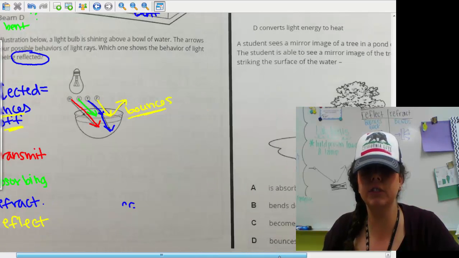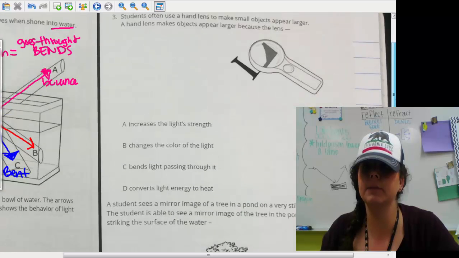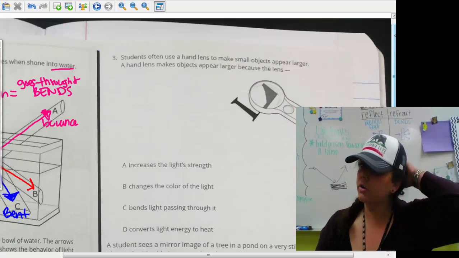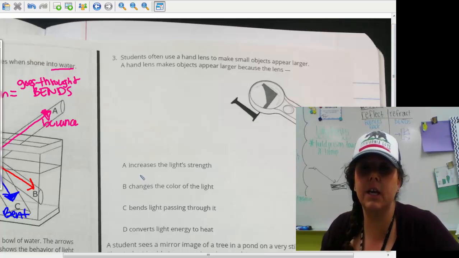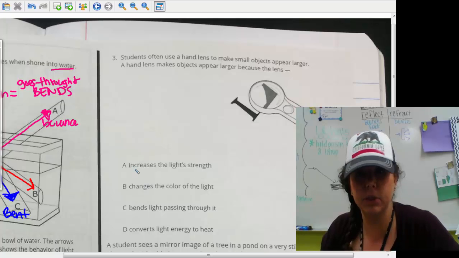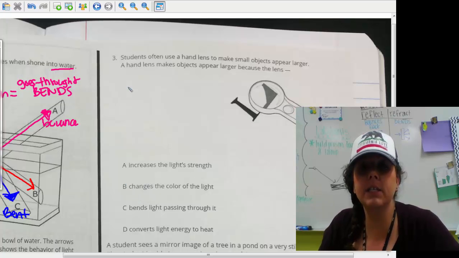All right, so those are some types of problems you might see where you have to follow the path of the light. Other times they might give you a picture and some other clue words. So here it says students often use a hand lens to make small objects appear larger. A hand lens makes objects appear larger because the lens. And then it gives us some reasons. A couple of keywords here.